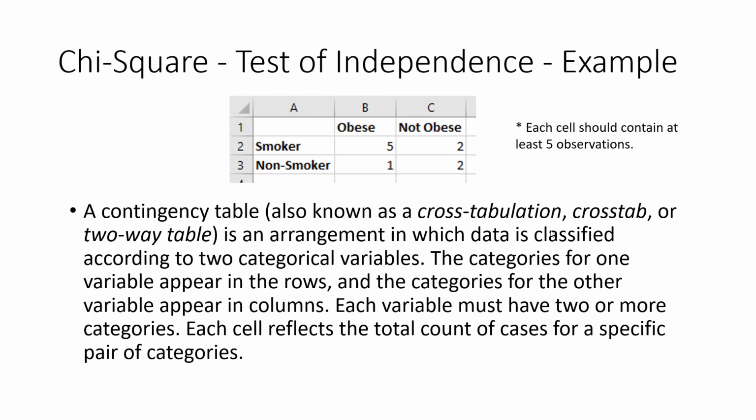So this is a contingency table. We went over this in a prior lecture. It's also known as a cross-tabulation or cross-tab or two-way table. And it's an arrangement in which the data is classified according to 2 categorical variables. All right, so the categories for one variable appear in the rows and the categories for the other variable appear in the columns. Each variable must have 2 or more categories. So you don't necessarily have to have a 2x2 table. For the case of our example, we'll be doing a 2x2, but you can have additional categories if necessary. And each cell reflects the total count of cases for a specific pair of categories.